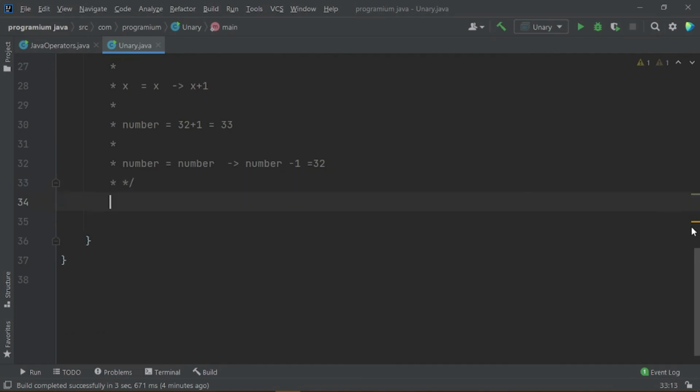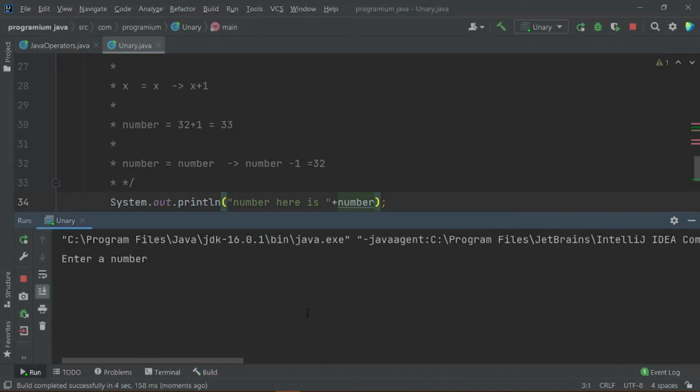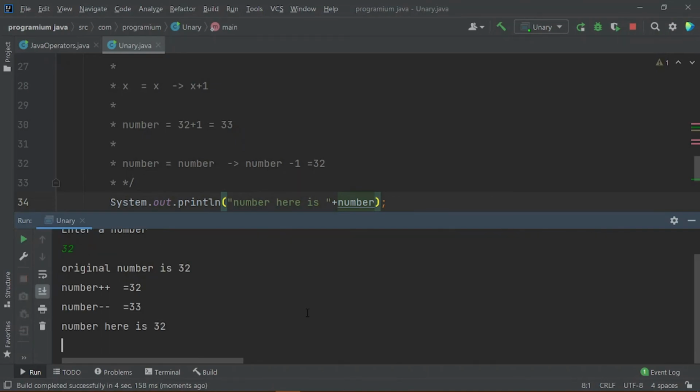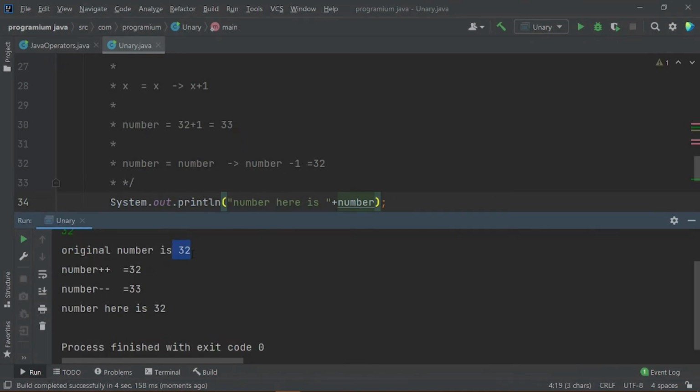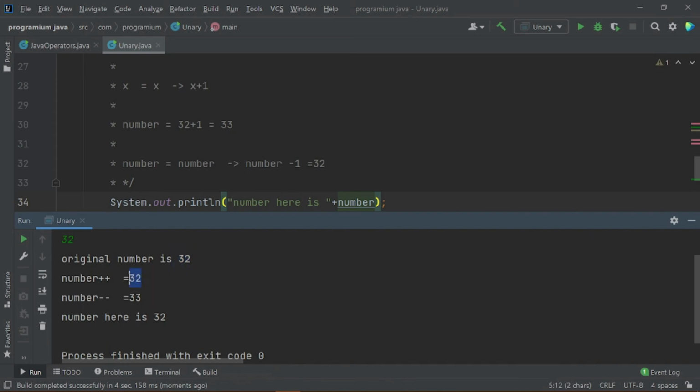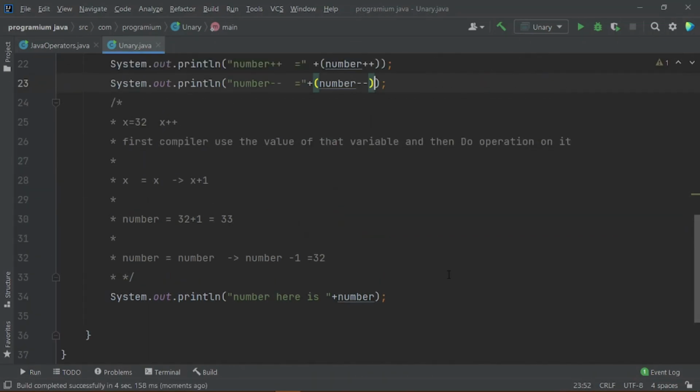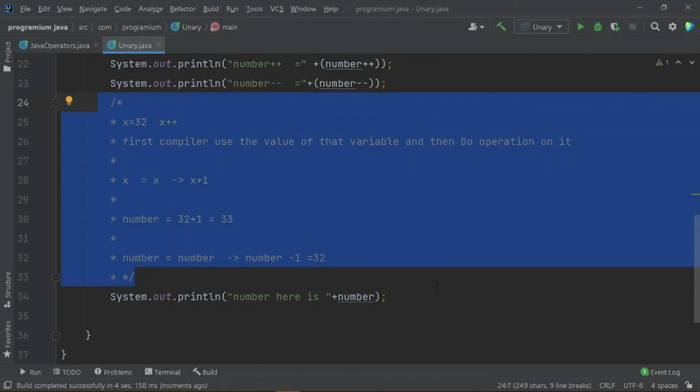Let me print this out again. What is the number here? Let me run this and show you what the result should be. I am entering 32 again, pressing enter, and you can see that the original number is 32, and the unary operation is 32. After that the number after subtraction is 33, and again the result is 32. So that's the theory of how these operators work.